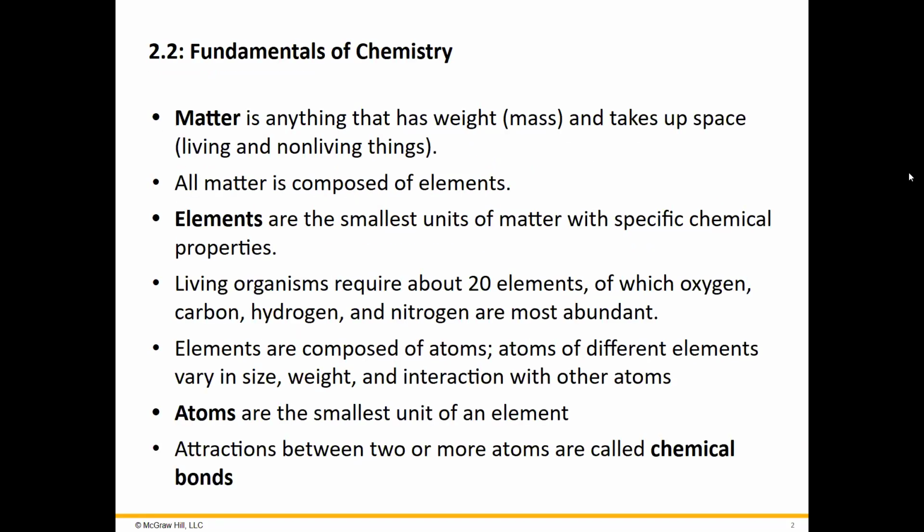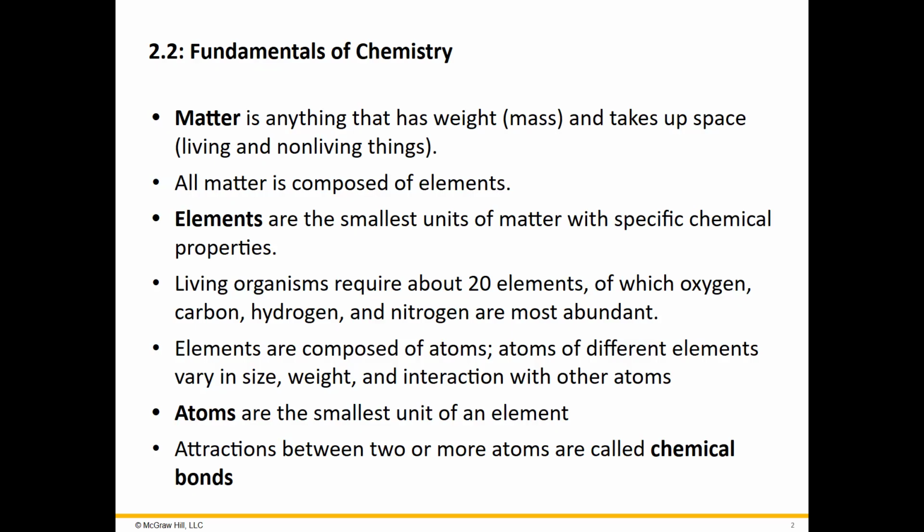Okay. With these slides, what's highlighted is what's important. Matter: everything that has weight or mass and takes up space. It might be living, it might be non-living. If it exists with physical properties in the world, it is matter. All matter is composed of the elements, which are the elements that appear on the periodic table. Elements are the smallest unit of matter with a specific chemical property. Elements and atoms are the same thing. An individual atom is an element, and an element is an atom. You might have multiple atoms of the same element together, but an element is an atom.